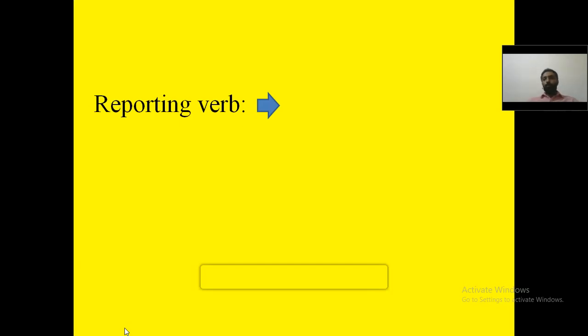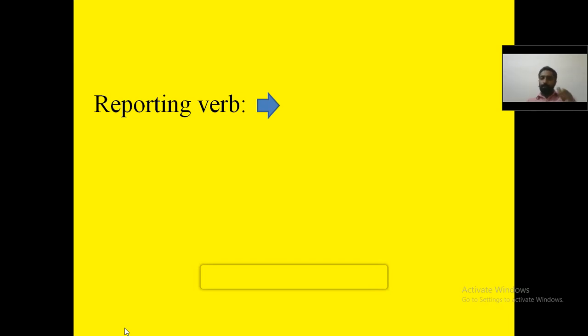What do you mean by reporting verb? Before you come to the reporting verb, I think you are clear with direct and indirect speech, the definition of direct speech and the definition of indirect speech. In simple terms, direct speech means these are the actual words of the speaker. The features are: it begins with a capital letter, is separated by a comma, and has inverted commas. Coming to the indirect speech, it is not separated by a comma.